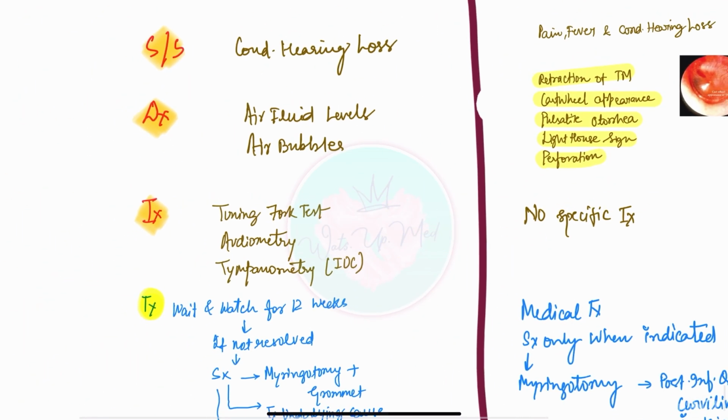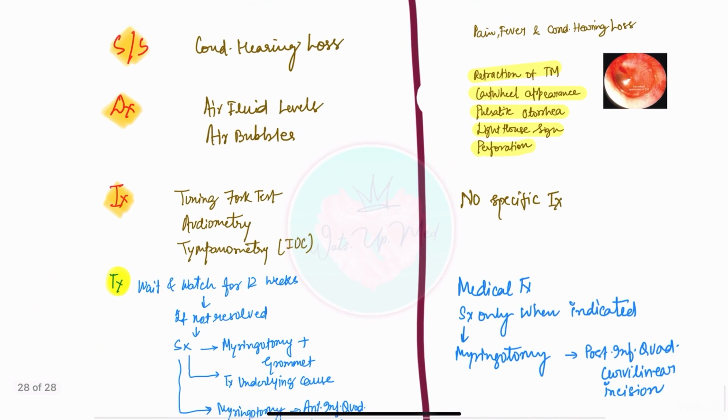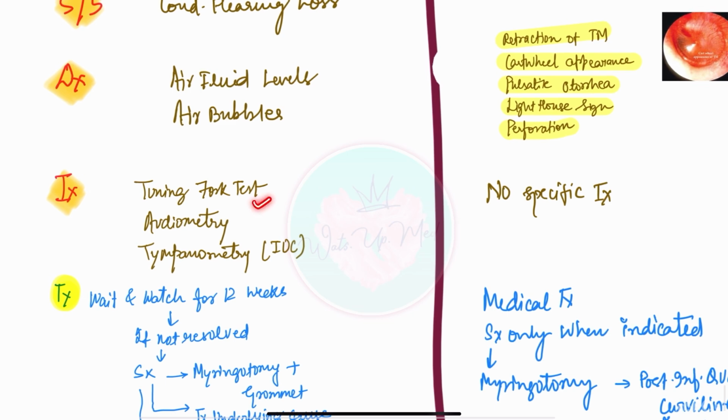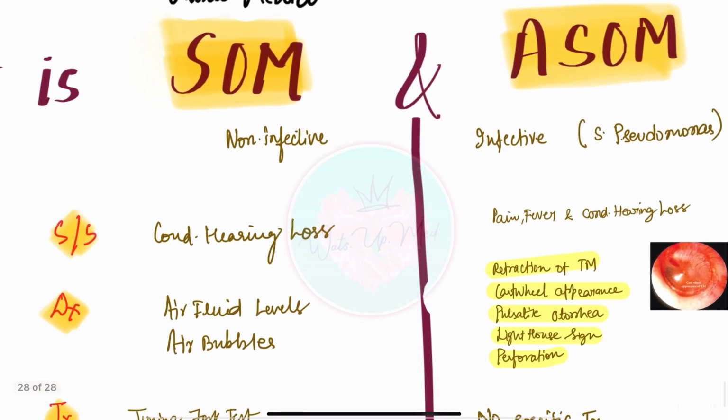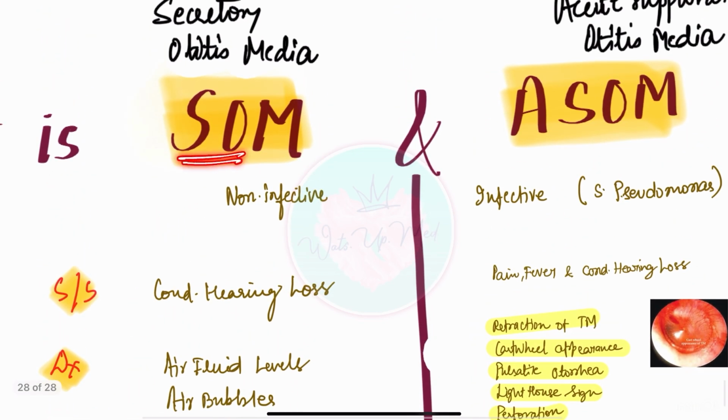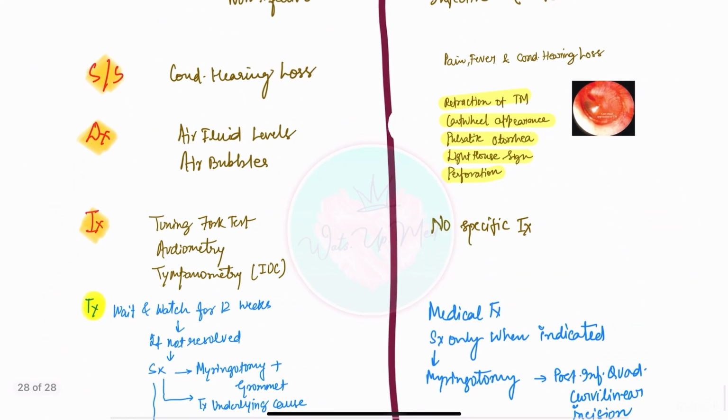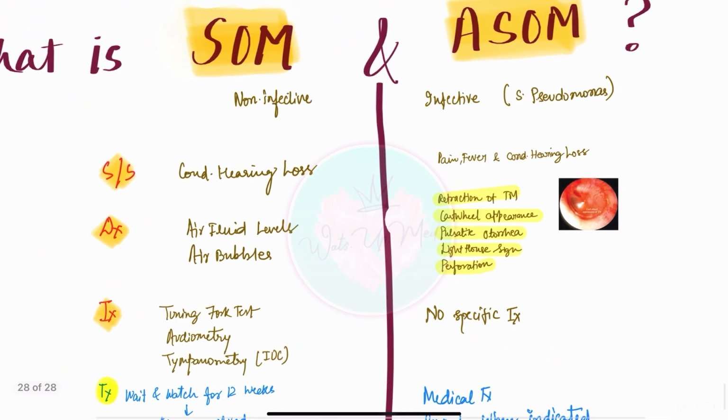Now we'll go towards the investigation which we do. So the investigations are tuning fork test, audiometry, and tympanometry, which is the IOC, investigation of choice, for serous otitis media, secretory otitis media. But on the other hand, for ASOM we do not need any specific investigation as such, which we can say is the investigation of choice for ASOM.